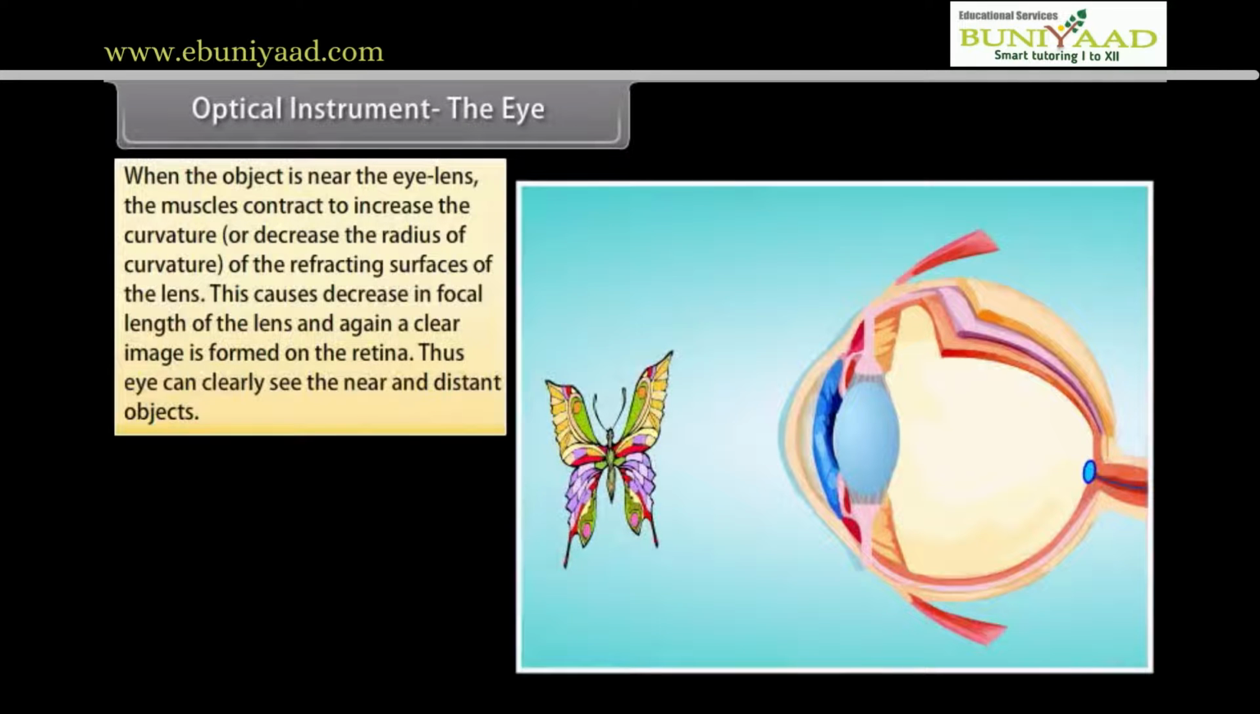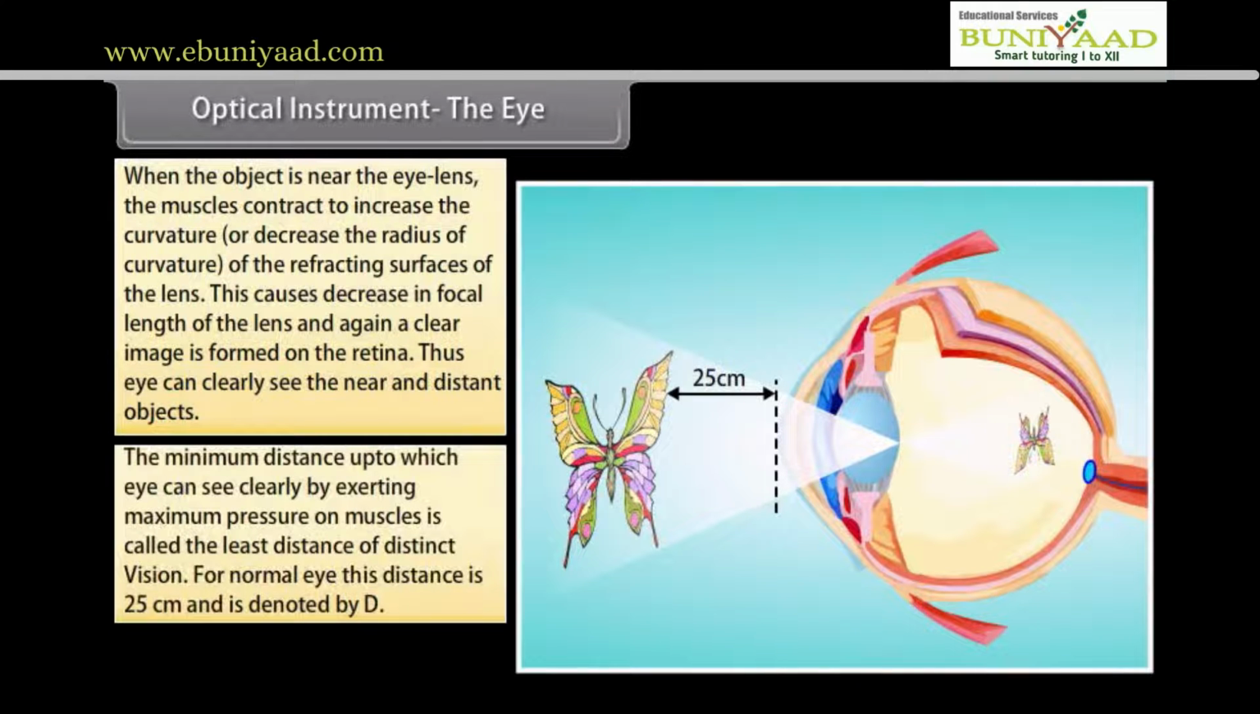When the object is near the eye, the muscles contract to increase the curvature, or decrease the radius of curvature, of the refracting surfaces of the lens. This causes a decrease in the focal length of the lens, and again a clear image is formed on the retina. Thus the eye can clearly see near and distant objects.